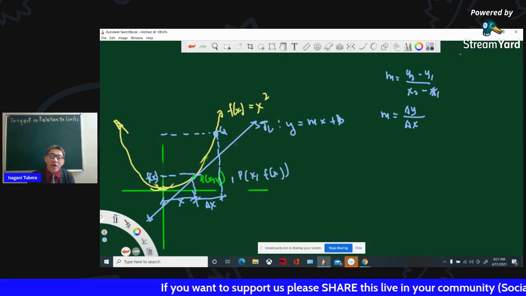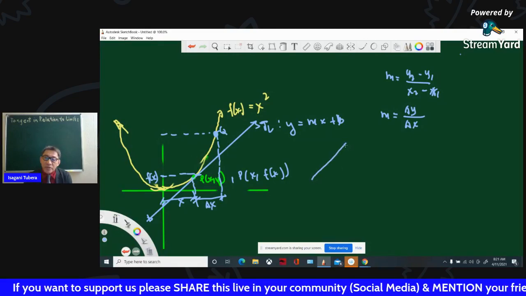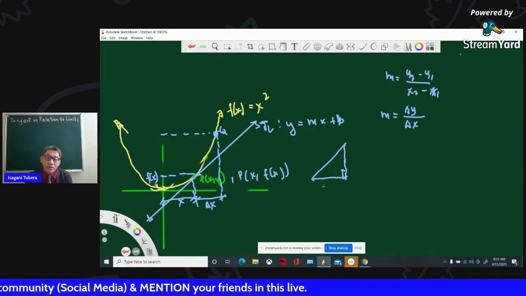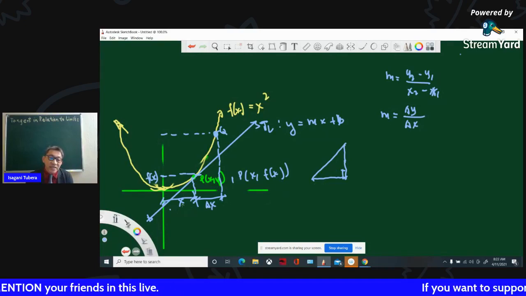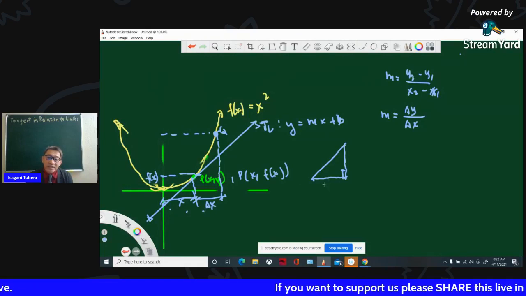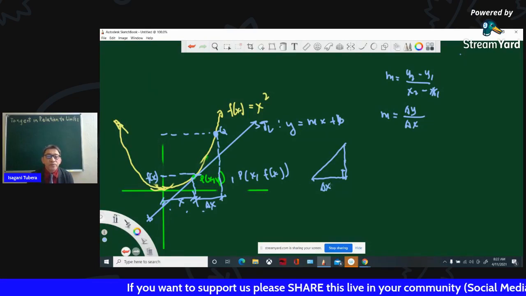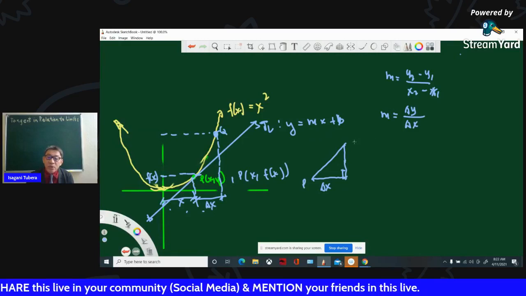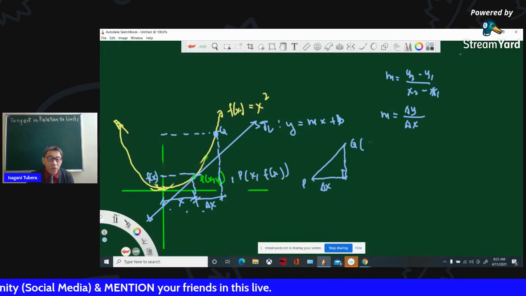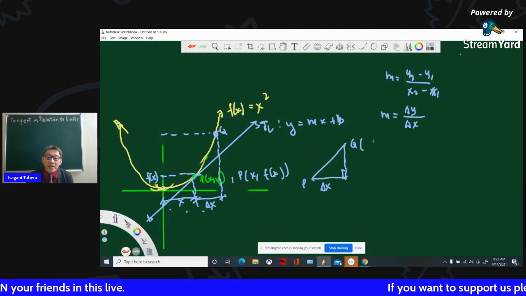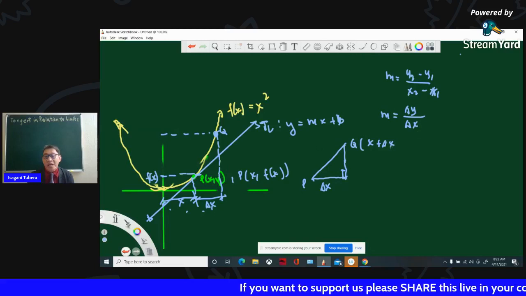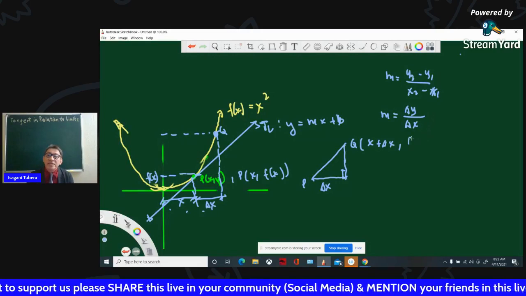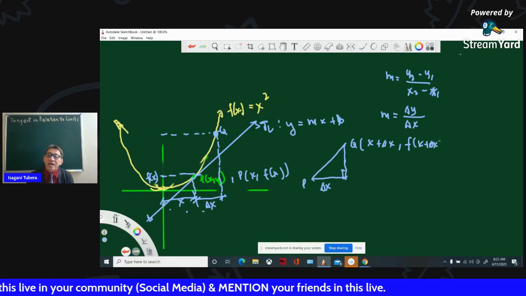So I'm just going to isolate some parts here. This is now the triangle. Of course, it's a 90 degree angle there. If this is x plus delta x, therefore this is now delta x. This is point P, this is point Q. What is the coordinate of point Q? You start from x, and that will be x plus delta x. And therefore this is also the function of x plus delta x, meaning this is f of x plus delta x.